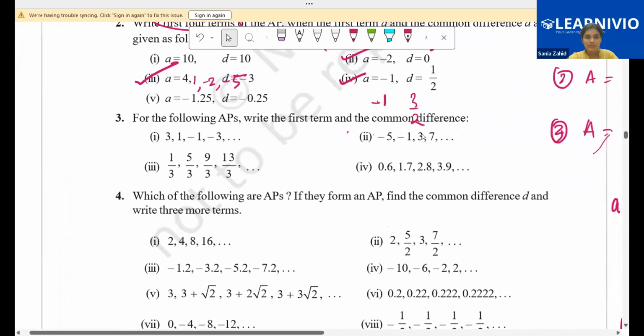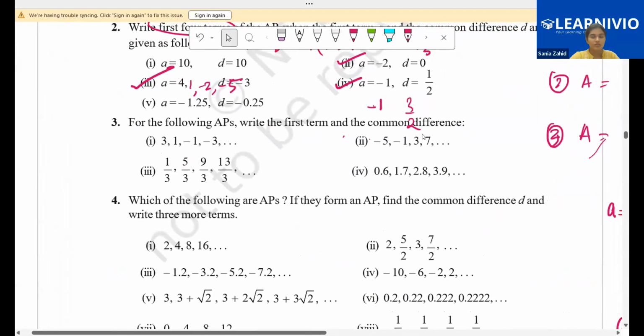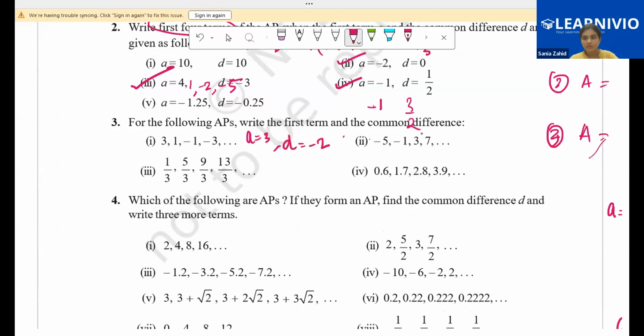For the following APs, write the first term and the common difference. Now, this is again the same kind of question. The first term is 3. The common difference is 1 minus 3. See, now, first of all, you have to check also whether it is an AP or not. So 1 minus 3 is minus 2, minus 1 minus 1 is again minus 2, minus 3 minus 1 is again minus 2. So D is minus 2. Okay.